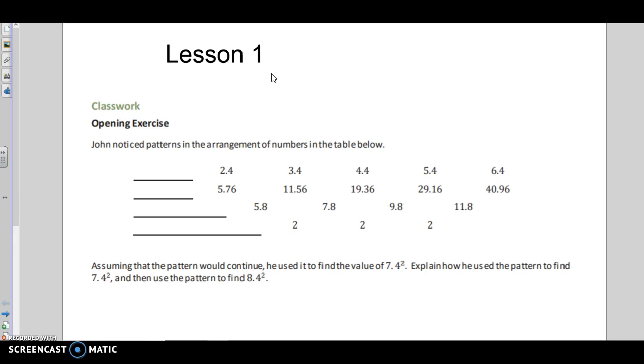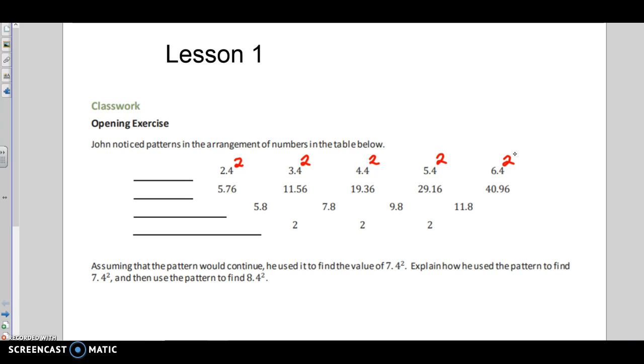So from my first number, 2.4, to get to 5.76, what I need to do is square it. 3.4 squared is 11.56, 4.4 squared, and so on and so forth. So if I square those numbers, I get my second row.